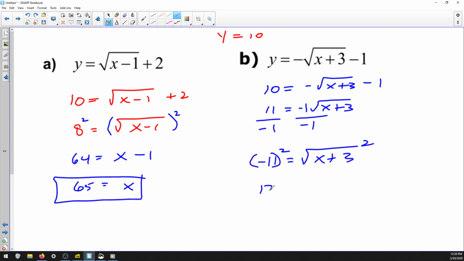So this now says 121 equals x plus 3. Then I'll subtract the 3 over. X is equal to 118. So it looks like my answer is 118. Let's just check 118.